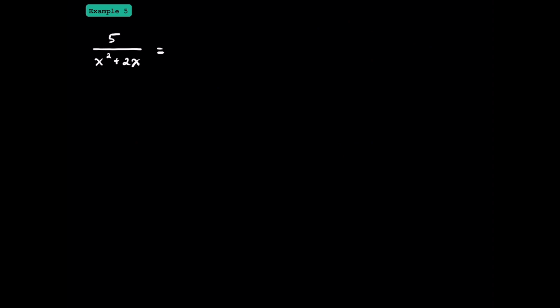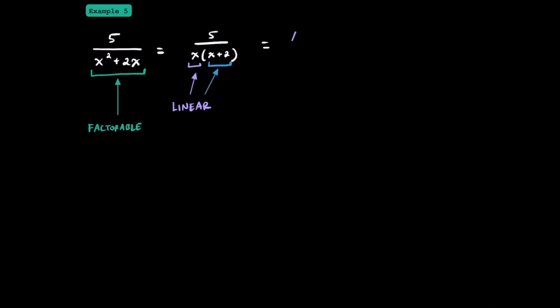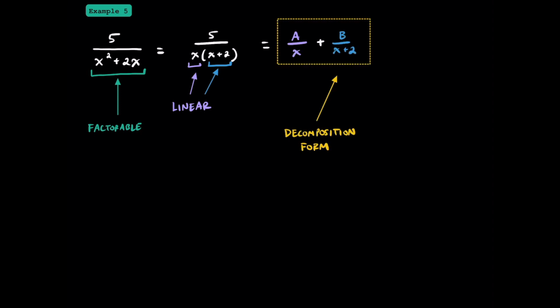Let's try example 5 here. Notice right away that we have a quadratic denominator, but that it's factorable. Factoring out the GCF, we can get 5 over x times the quantity of x plus 2. Now that we have linear factors in the denominator, we can rewrite this as a over x plus b over x plus 2. This is our decomposition form. Let's try number 6 here.